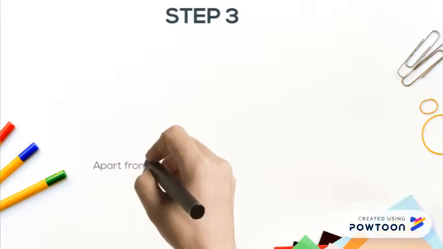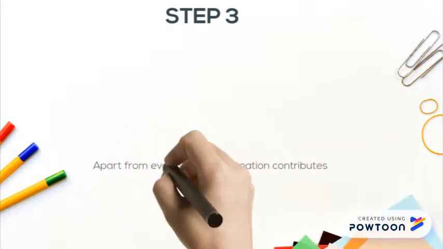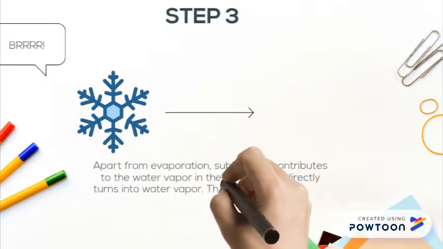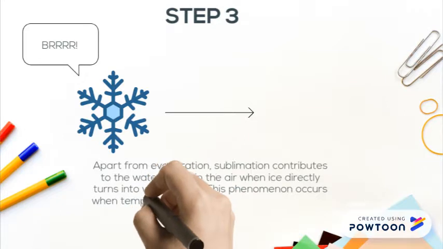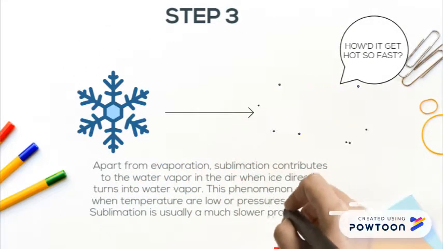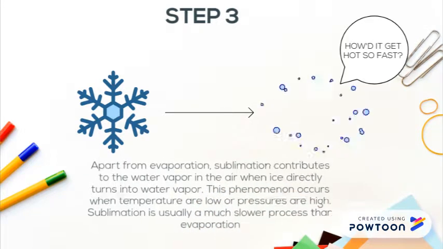Step 3. Sublimation. Apart from evaporation, sublimation contributes to the water vapor in the air when ice directly turns into water vapor. This phenomenon occurs when temperatures are low or pressures are high. Sublimation is usually a much slower process than evaporation.